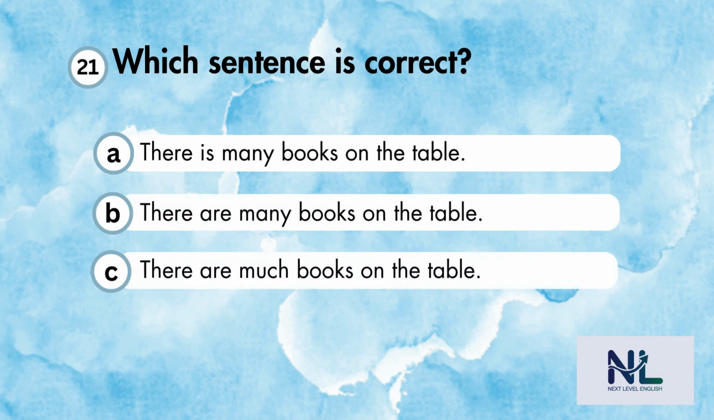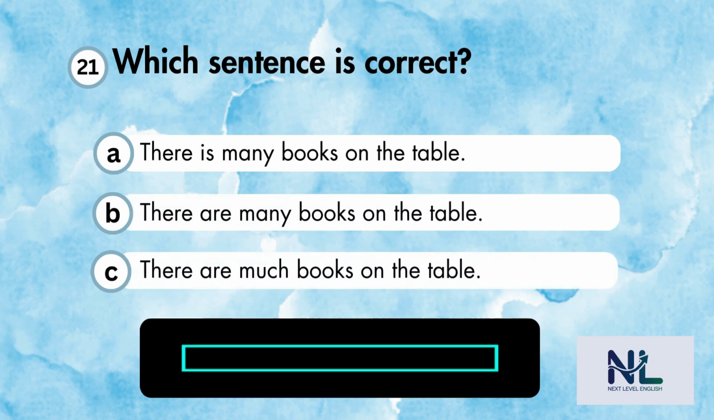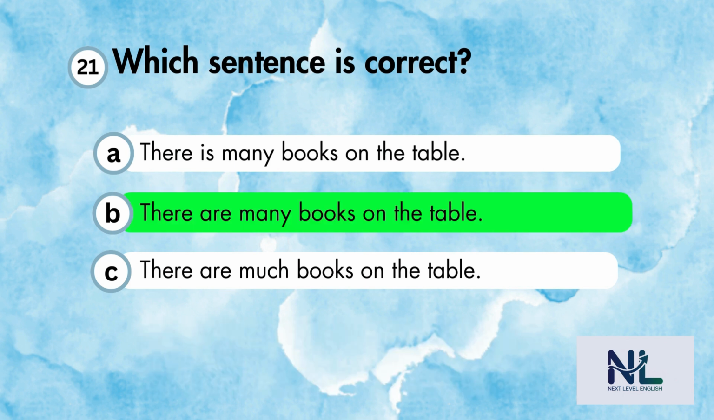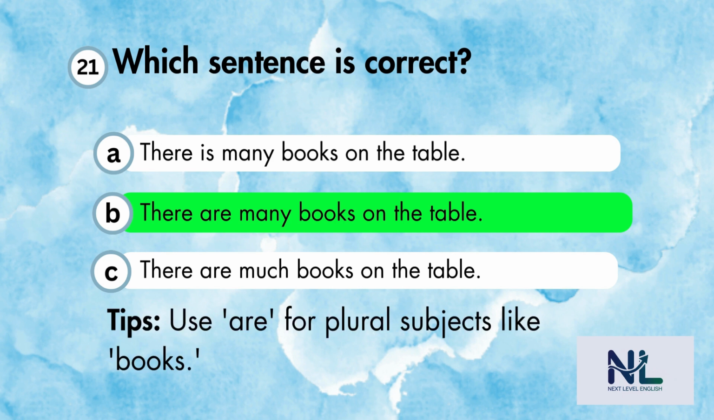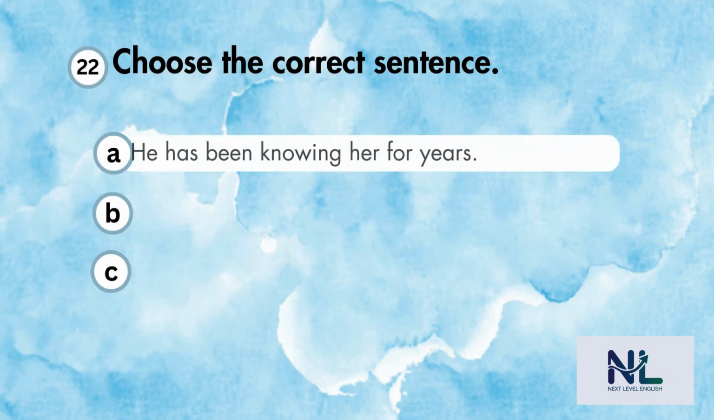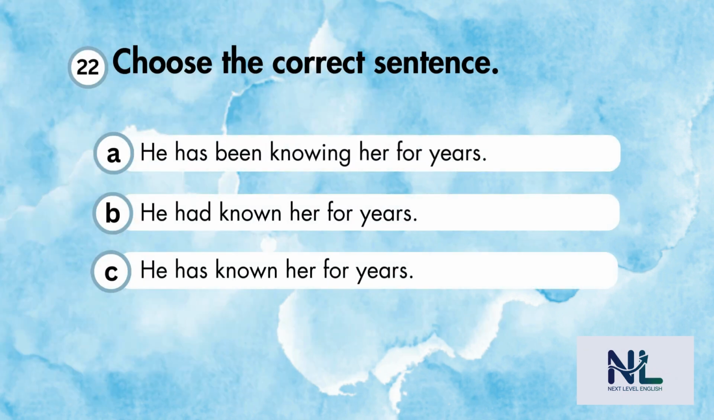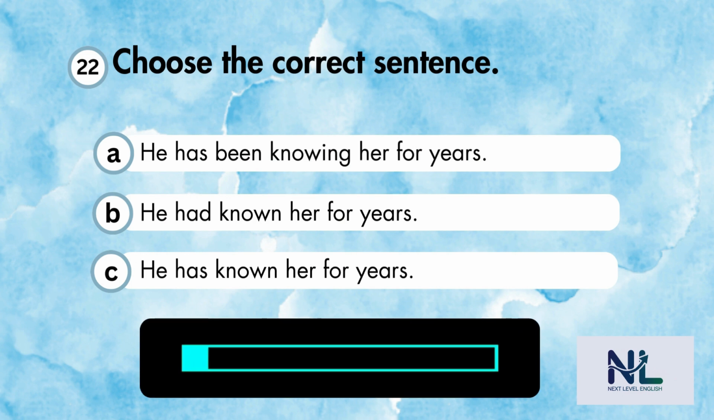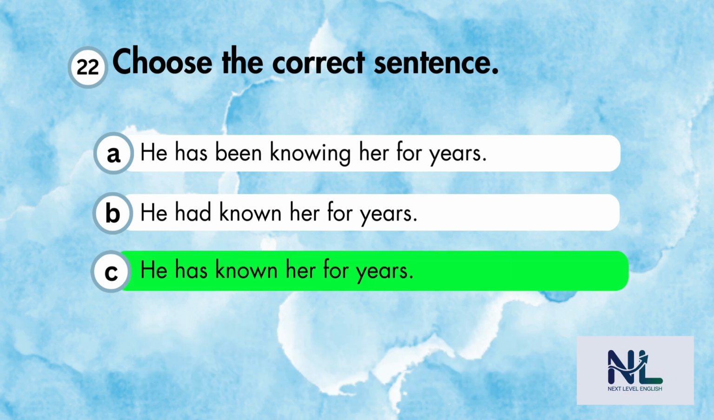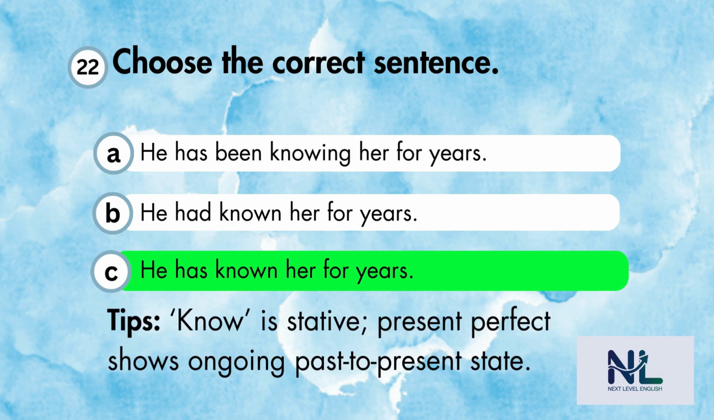21. Which sentence is correct? There are many books on the table. Tips: use are for plural subjects like books. 22. Choose the correct sentence. He has known her for years. Tips: know is stative, present perfect shows ongoing past to present state.